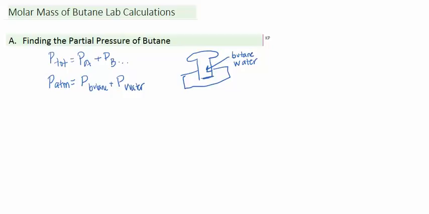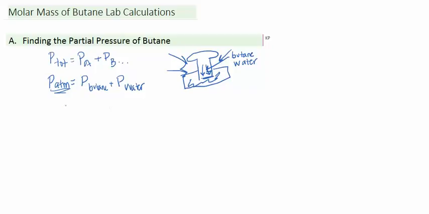And you did that so that you would know that the external pressure on the water in the beaker here equals the internal pressure of the gas on the water. And so the external pressure is the atmospheric pressure. So the atmospheric pressure is equal to the pressure inside the container. The atmospheric pressure on the outside is equal to the partial pressure of butane plus the partial pressure of water.